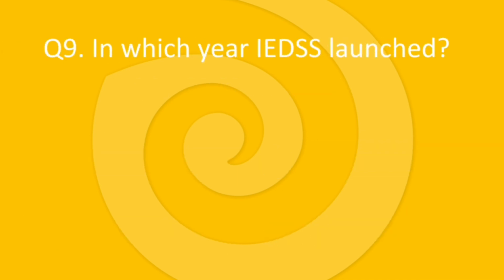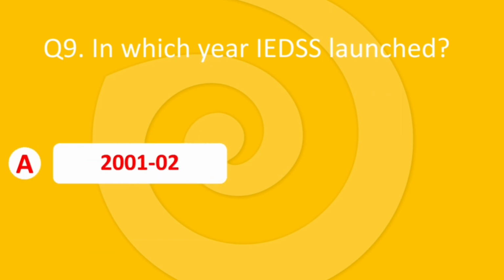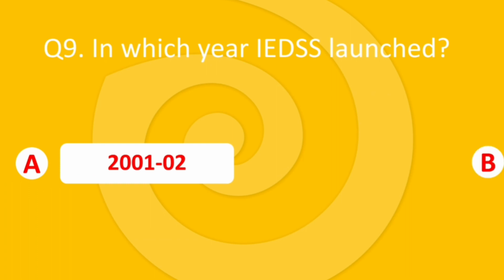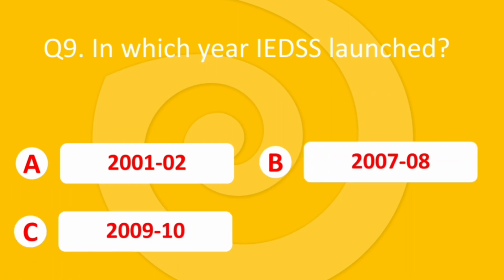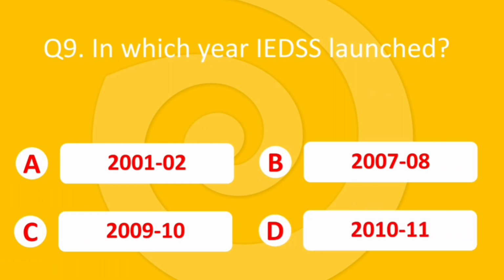Question number 9. In which year was IEDSS launched? Option A, 2001-2. Option B, 2007-8. Option C, 2009 to 10, or option D, 2010 to 11. So the right answer is option C, 2009 to 10.